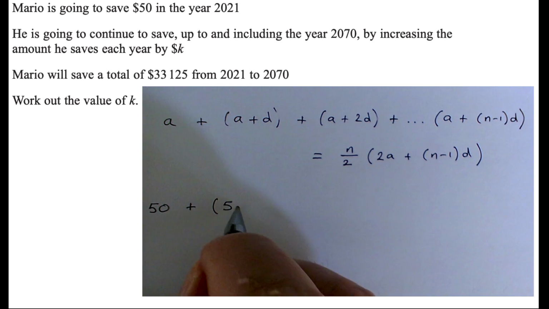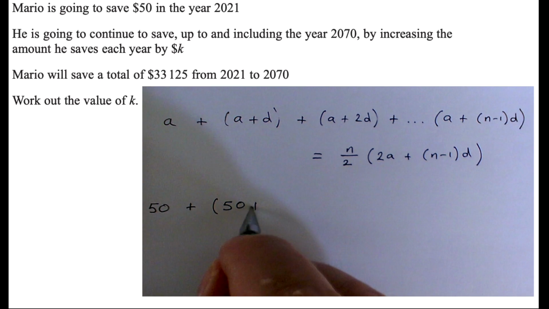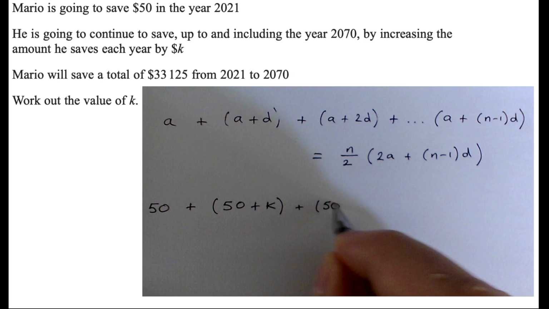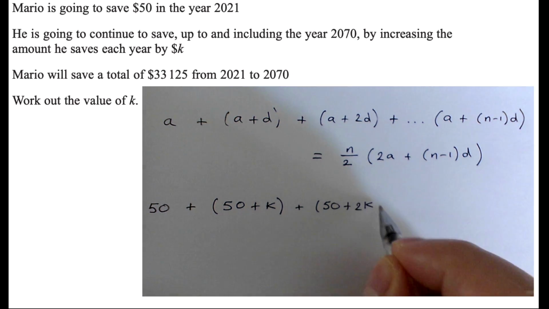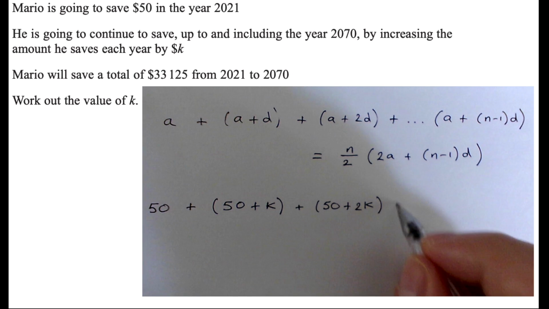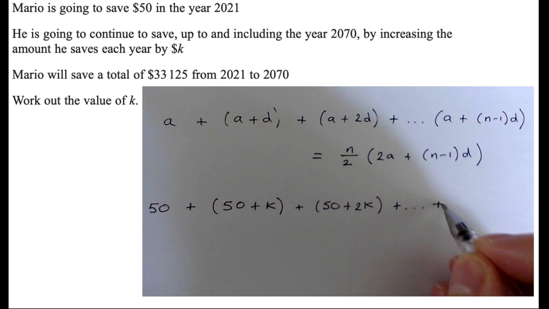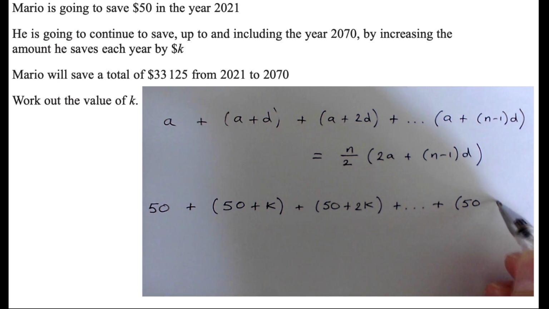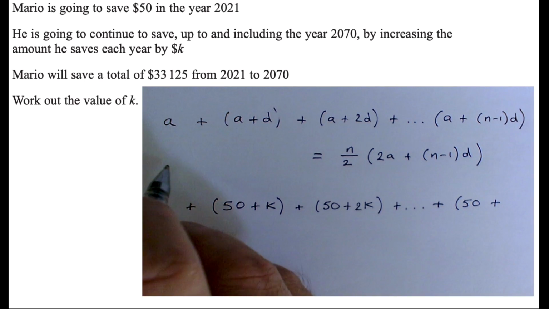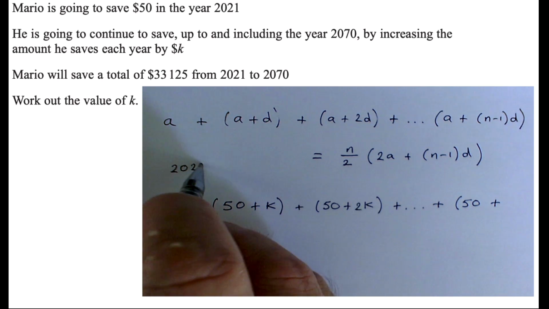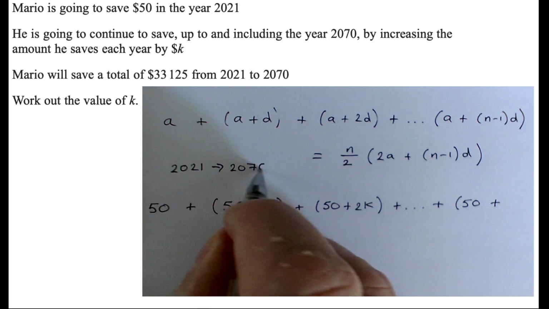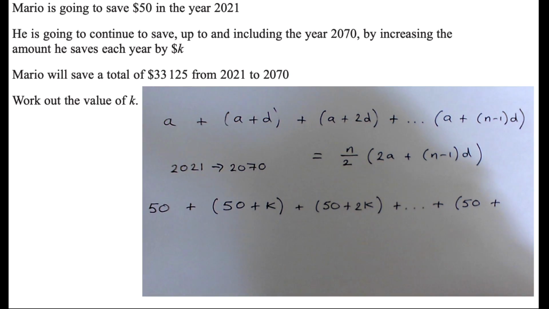So he saves $50 in the first year, then he's going to save an extra K dollars in the second year, and he's going to keep increasing that K. So it looks like he's going to have $50 plus 2K in the third year, and we're going to ellipsis there. If we go to the right to the end, he's saving for 50 years. So you notice that the K's are starting at 0 K's, so we're starting counting from 0, so 50 becomes 49.